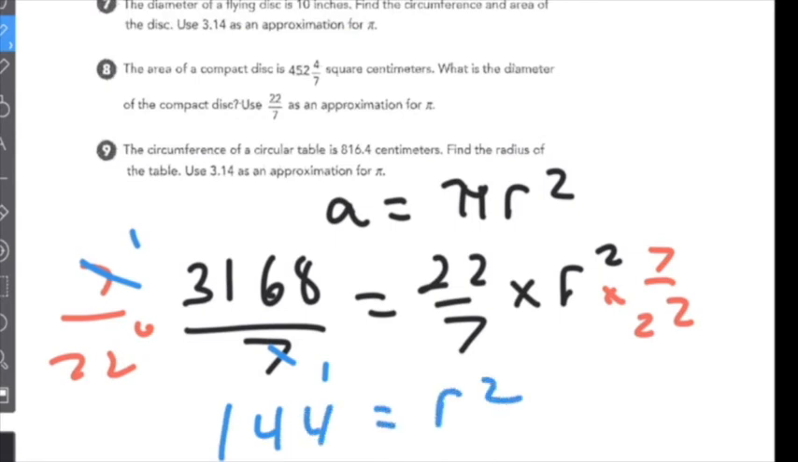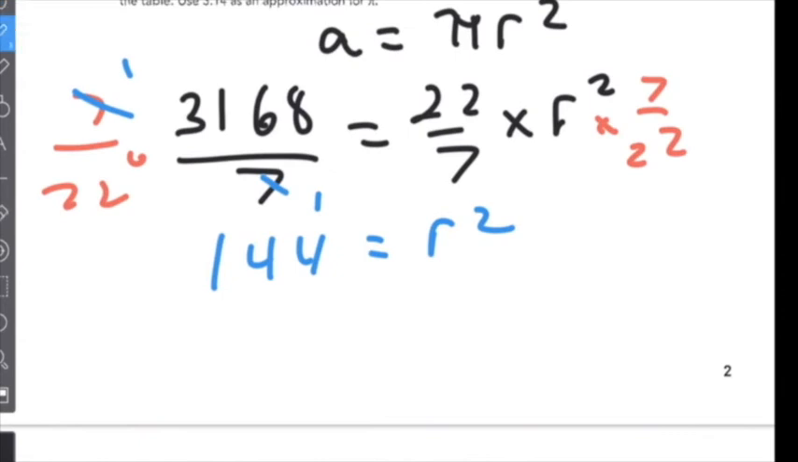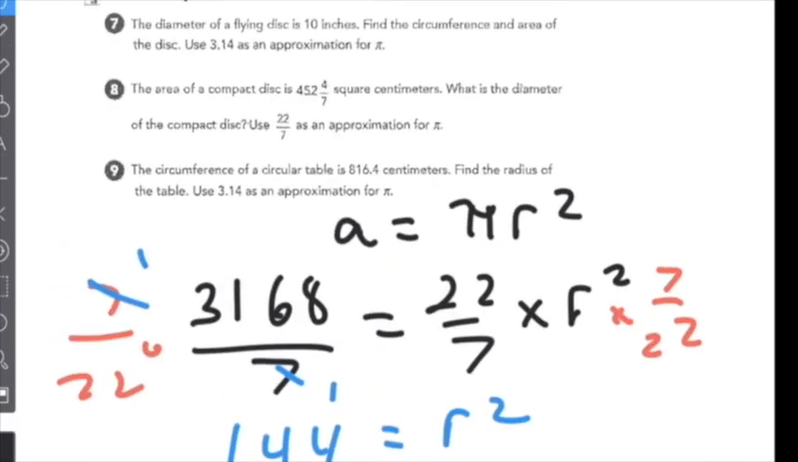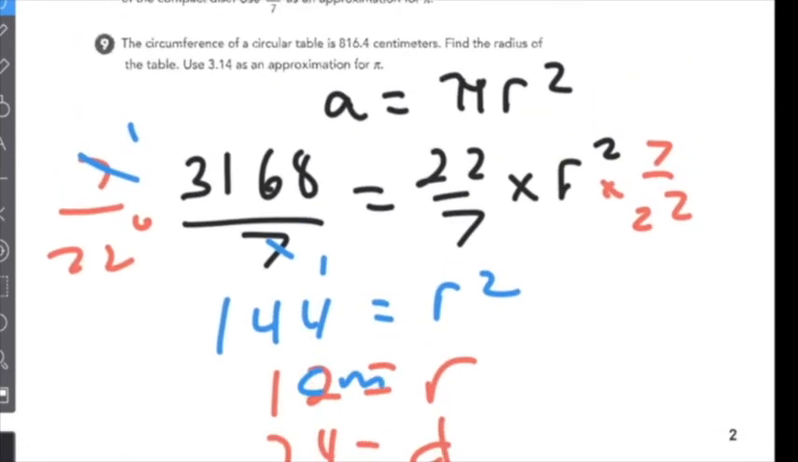But we're not quite done yet. Let me just move this up. So r squared is 144, so we need the square root of 144, which you should know is 12, the radius. However, we're still not done yet because we need the diameter, so all I need to do is double the radius. So 24 is the diameter, 24 centimeters. Okay, so number 9. Let me just start deleting some of this.